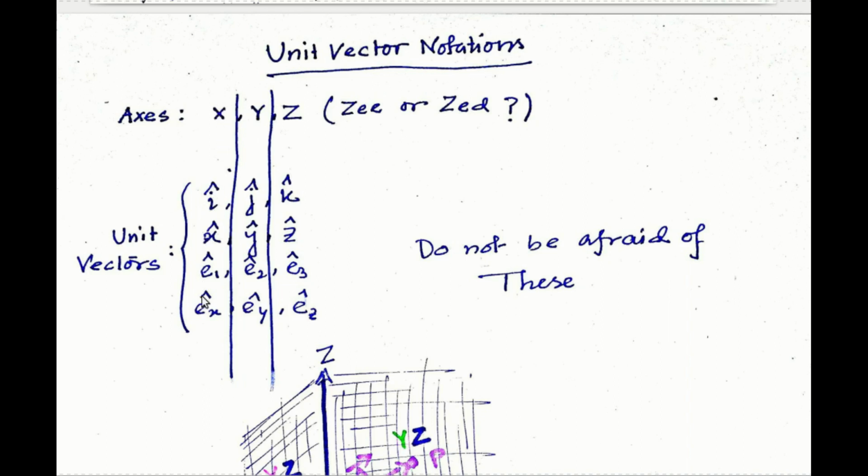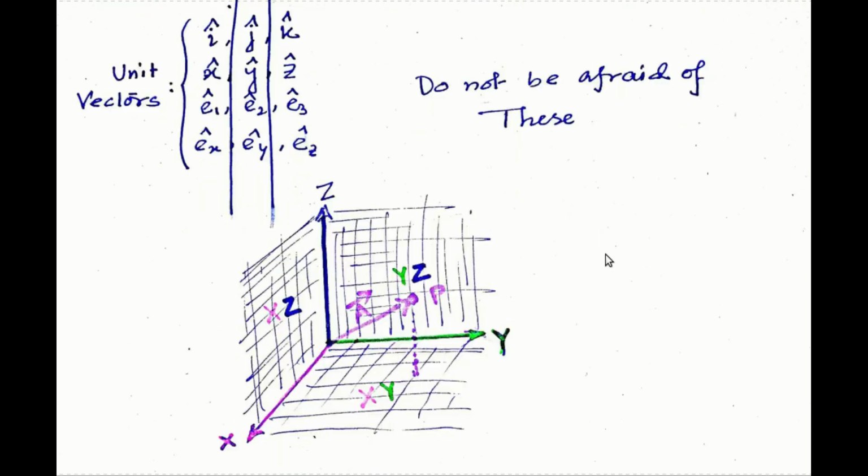Now the unit vector along the x axis has different notations. Some books use the notation i cap, some books use x cap, some books e1 cap, likewise ex cap. Similarly, the unit vector notations along the y axis are j cap or y cap. It may be written as e2 cap or ey cap, and so on, as for z also. So we don't have to be afraid of this. These are very simple notations. They are different kinds of notations, but they denote the same thing. Basically these are the unit vectors along the three axes.